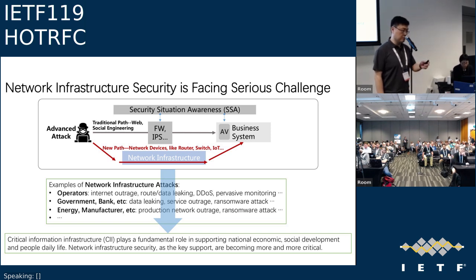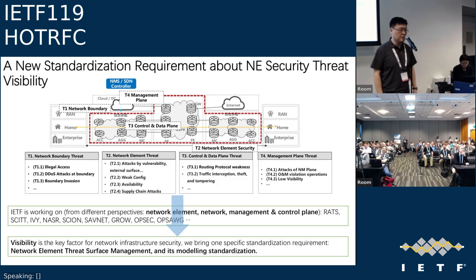So this is background. In this page, I just want to give a very quick overview. Take the IP network as an example. There are a lot of threats to the IP network. We can categorize them into four types. Type 1 is about the boundary. The boundary can be invaded and can have invalid access and so on.